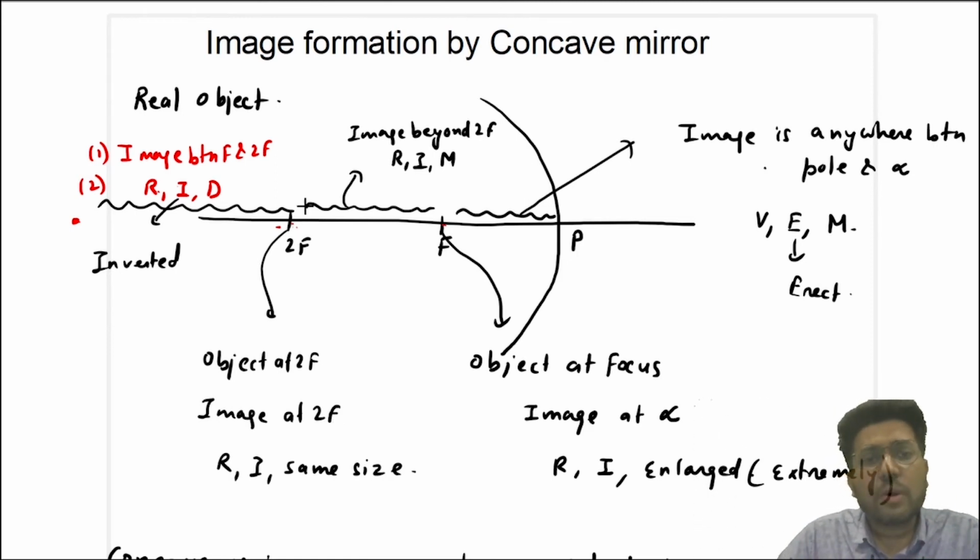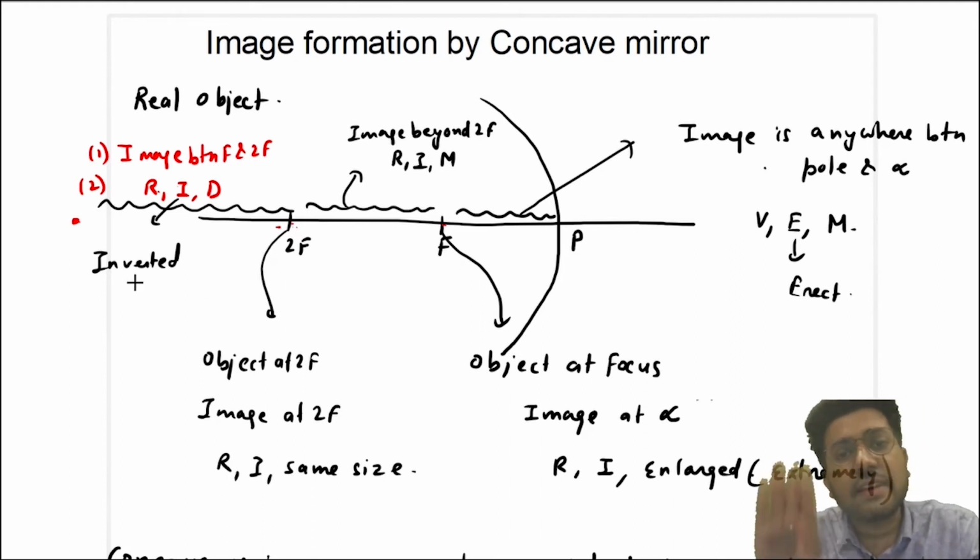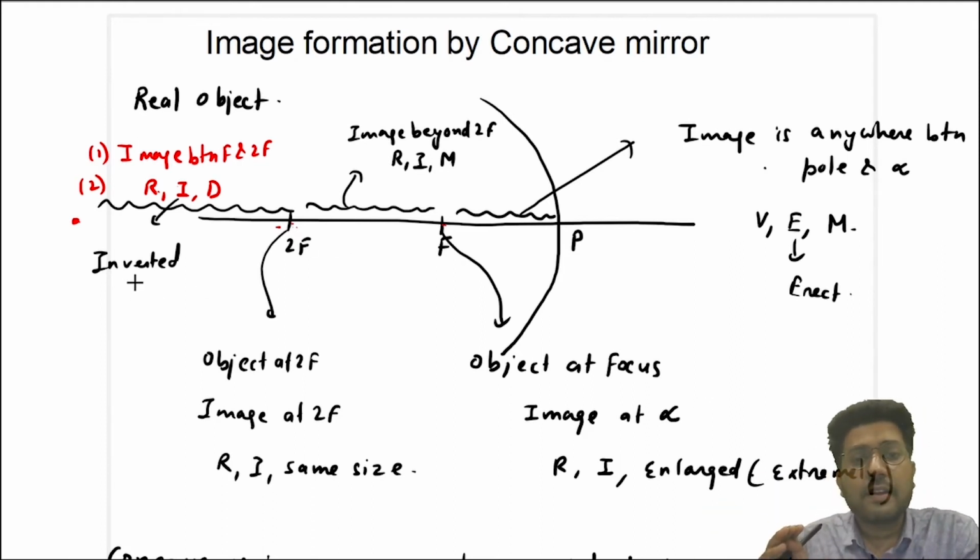Okay, so when the object is between f and 2f, the image is formed beyond 2f and the image is real, inverted and magnified. Then the next case is when the object is at focus. When the object is at focus, the image is at infinity. In this case, the image is real, inverted and highly enlarged. It's so extremely enlarged that you cannot even see that image, right?